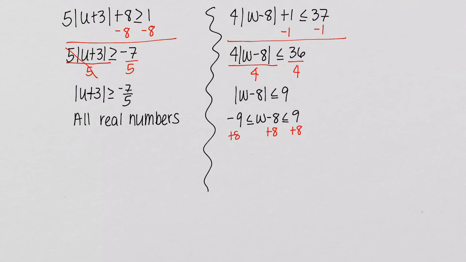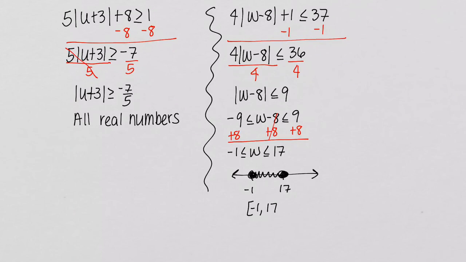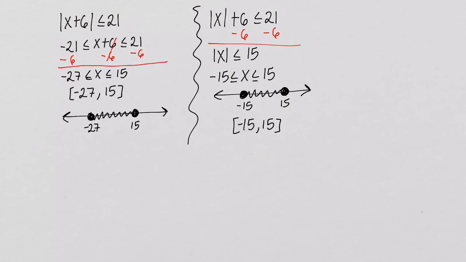And I'm going to be adding 8 to cancel that guy out. Negative 1 less than or equal to w less than or equal to 17. On a number line, negative 1, 17, closed circles. And our interval notation answer is negative 1 to 17. So, that's about it. That's all you need to know.